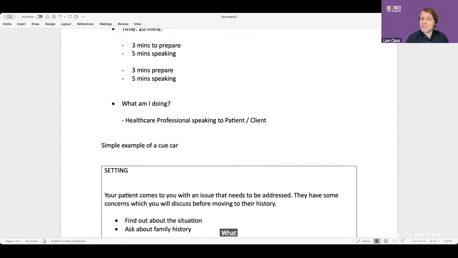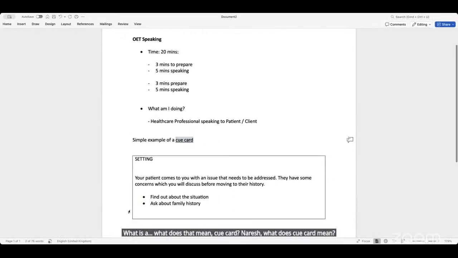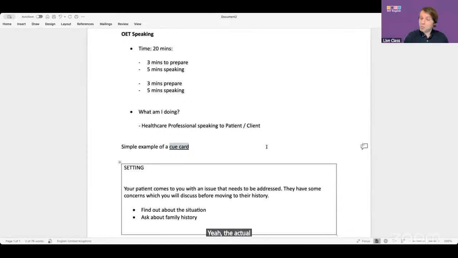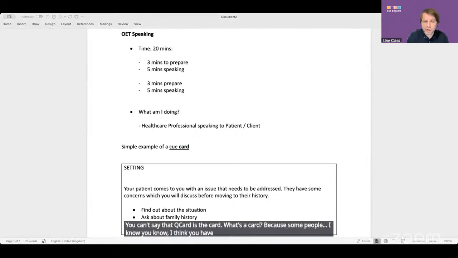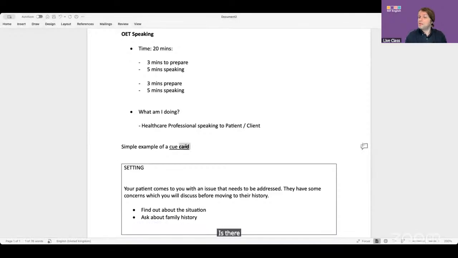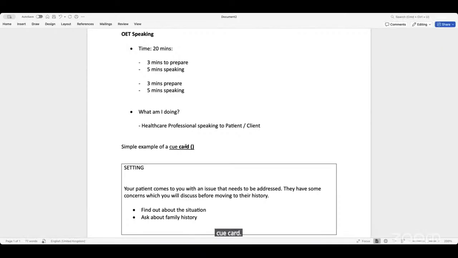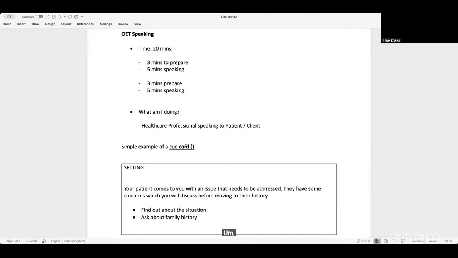What does that mean, cue card? Naresh, what does cue card mean? Cue card is the card which is given to you. Yeah, the actual exam. Well, you can't say that cue card is the card. What's a card? Because some people, I know you have good understanding, but what is it? A card? Do you know a synonym? A word with the same meaning? Conrad, what is cue card? Just like a task. What's the material?